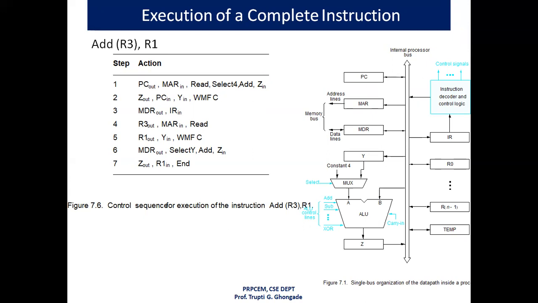So control signals are required to perform a specific operation. When the processor has to read data, the processor uses these control lines of the memory bus. Then when the requested data are received from the memory, they are stored in register MDR.